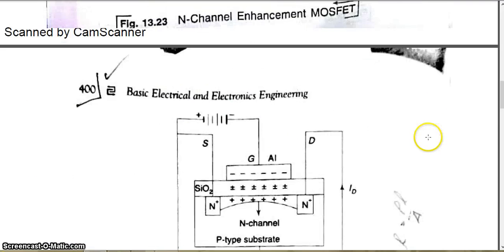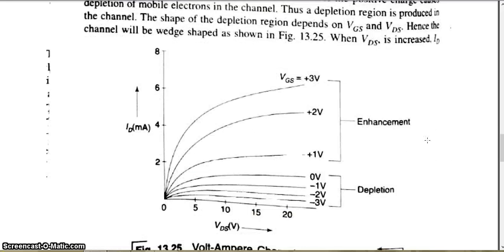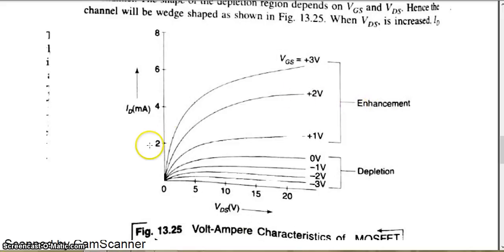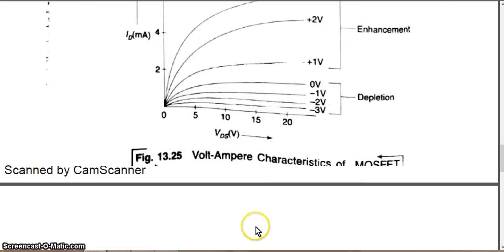Let us discuss the characteristics here. When you observe these characteristics, when drain to source voltage is positive, the drain current is more, as explained earlier, in enhancement mode type. In depletion mode type, when you decrease the voltage, the drain current will be less. So this is the principle behind the working of MOSFET.